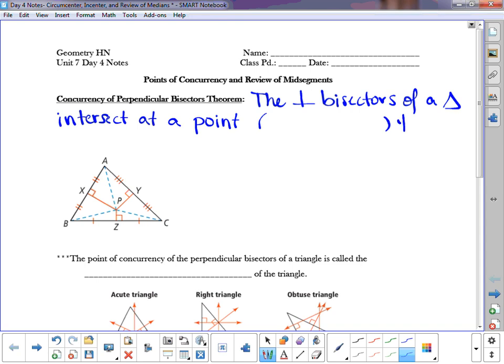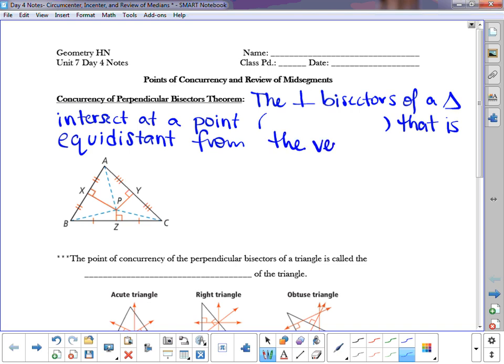And this point is equidistant from the vertices. So if I've drawn all 3 perpendicular bisectors, they're going to meet at one single point. And that single point has a special property: it is equidistant from the vertices. It's the same distance from each of my vertices.